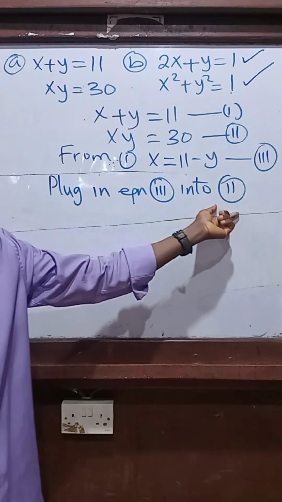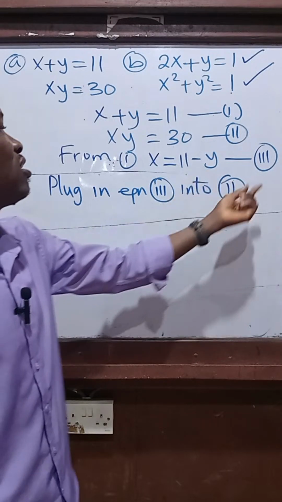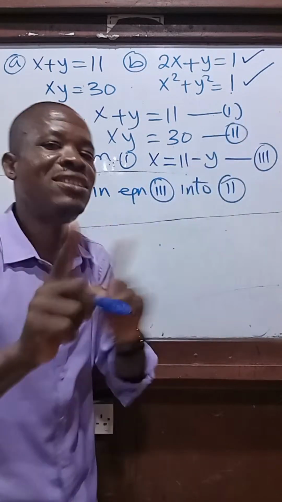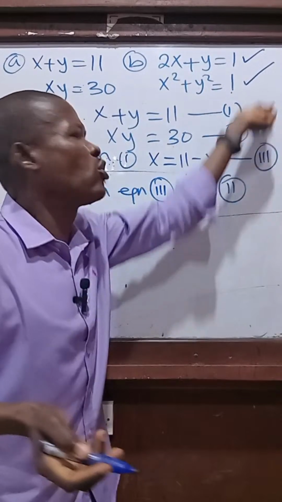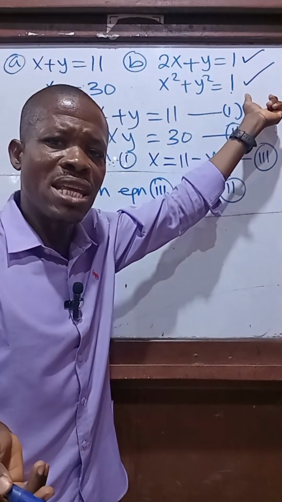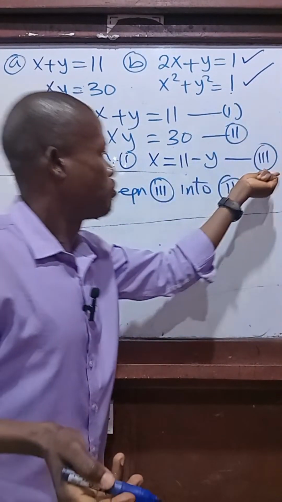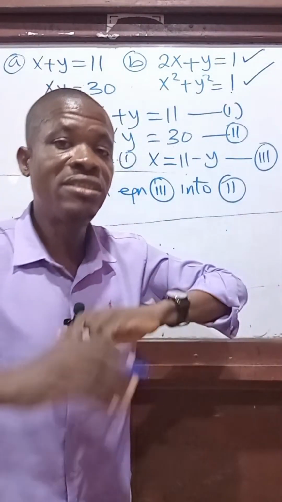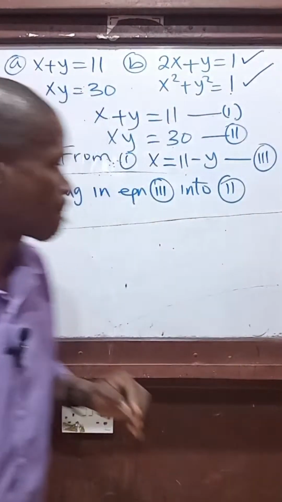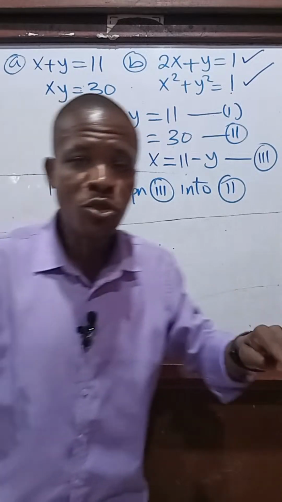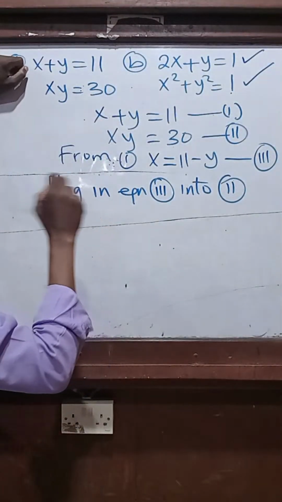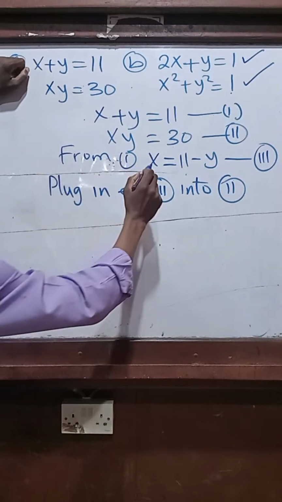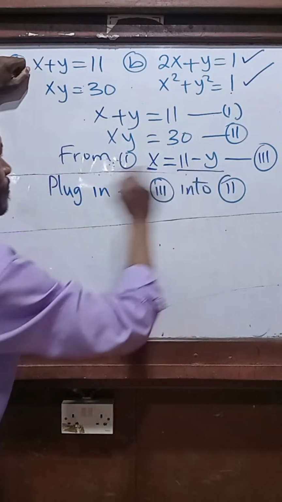And bear in mind that equation 3 and 1 are the same, so you can't put 3 into 1. You substitute equation 3 into a different equation. So that will be equal to what? Anywhere you see x, you put this expression there.